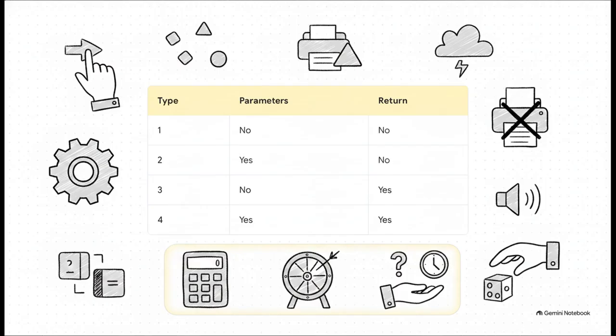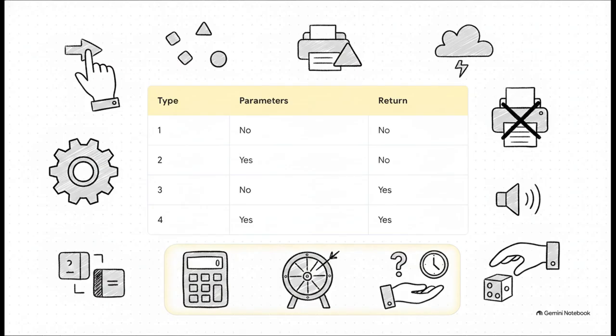Type 2 has parameters, but still no return value. You feed it data, it processes it, maybe prints out a result, but it hands nothing back to the main program. Type 3 is the reverse. It has no parameters, but it does return a value. Think of a random number generator. It needs no input from you, but it gives you a fresh number every single time.